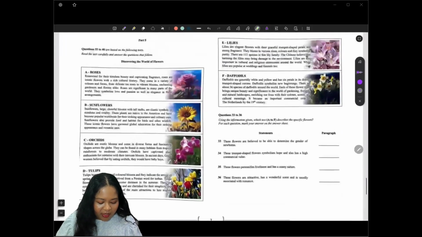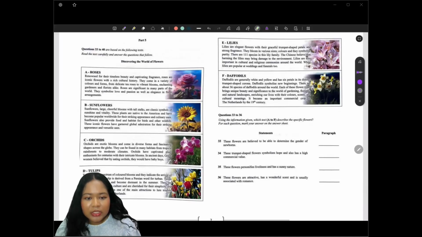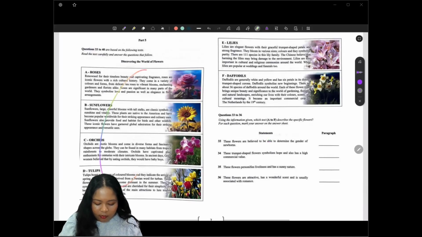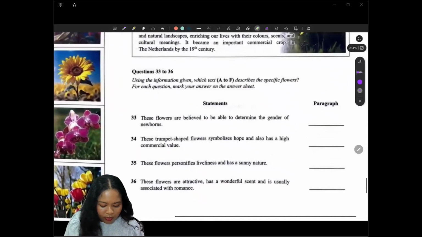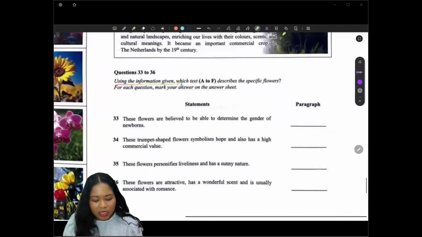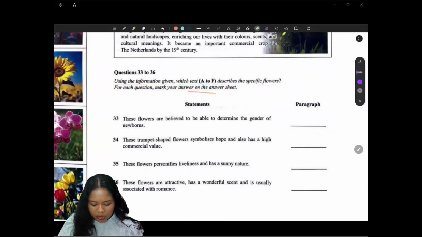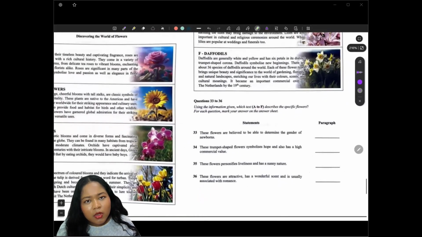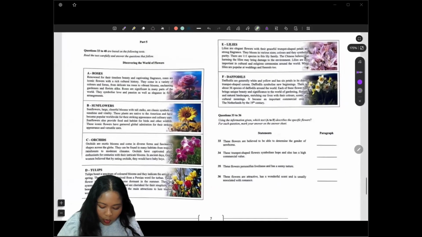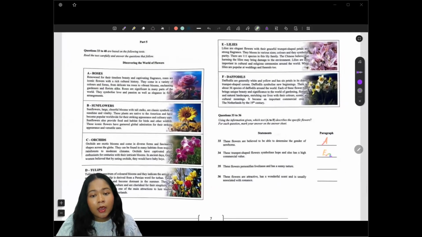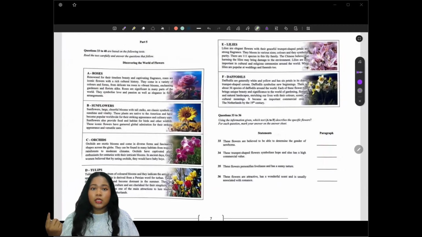And then part number five, questions 33 to 40, which will be based on the following text. Here, you read them first and then you answer the questions. For this one, please be very careful. As you can see, using the information given, which text A to F describes the specific flowers. For each question, mark your answer on the answer sheet. What do you need to do? You simply write A to F. For example, like this: A, E, F, C. Then you're good to go. Seriously. But please be careful.